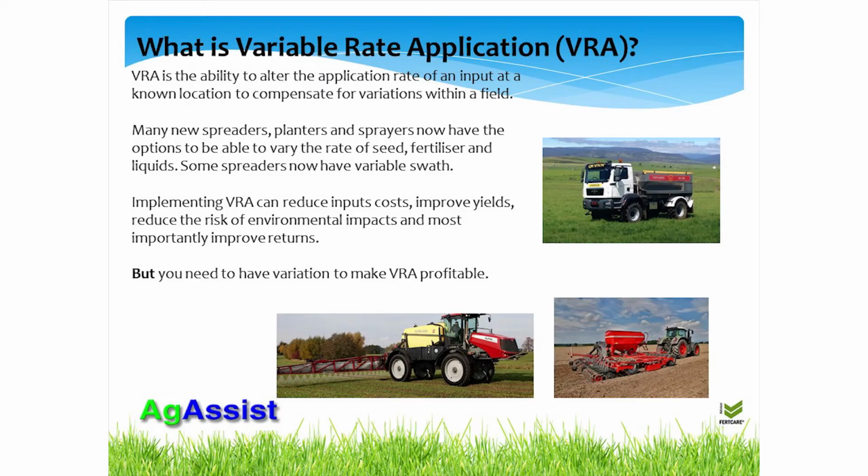So variable rate application is basically the ability to apply nutrients to a paddock at a known rate, at a known spot, and it's all based around trying to target known variances within the field. Everyone knows they've got variation within the field, so it's a matter of trying to work out where that variation is. And as I said before, there's a lot of technology now that's come out that's got variable rate application.